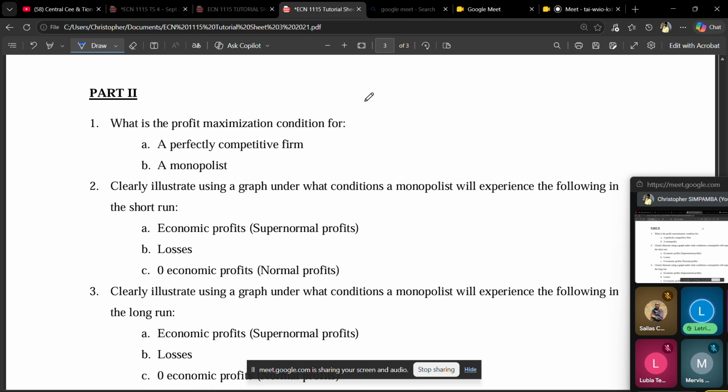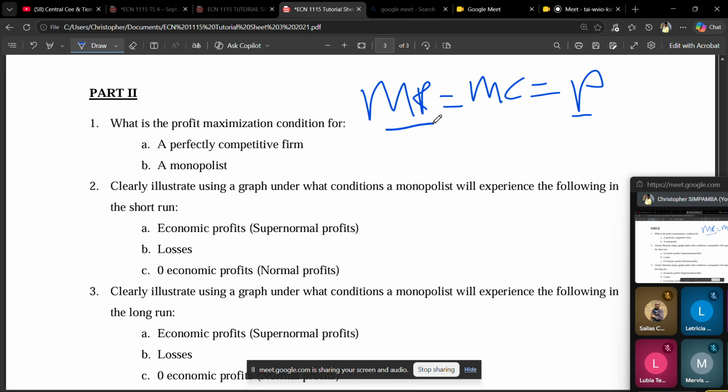Okay guys, let me just explain. The reason we're saying marginal revenue equals marginal cost equals price in perfect competition is because price is the same thing as average revenue. It is also the same thing as demand, right? They're all the same. That is the reason we're putting it like this.